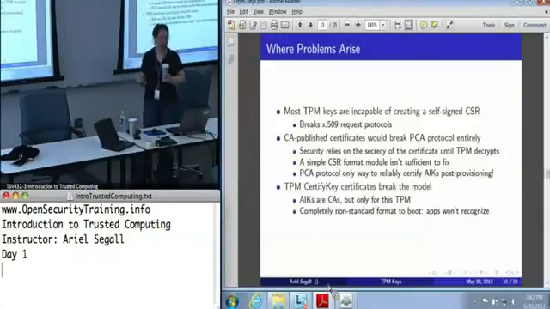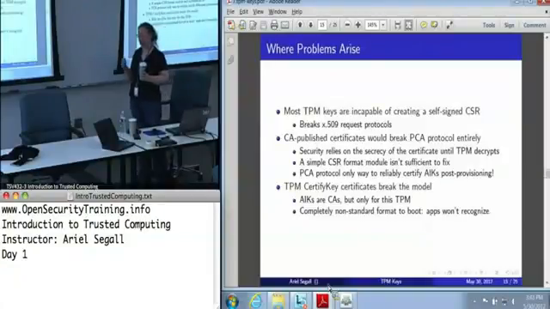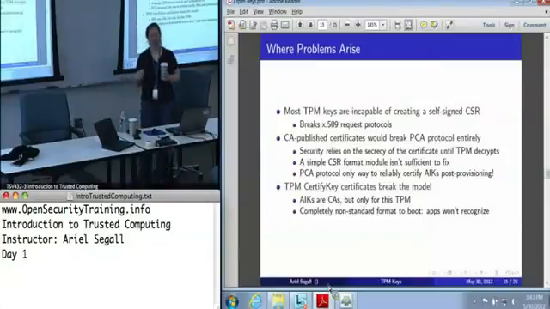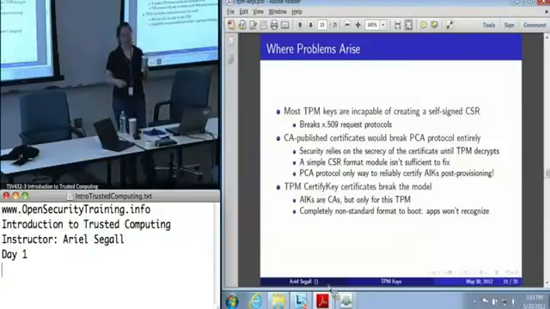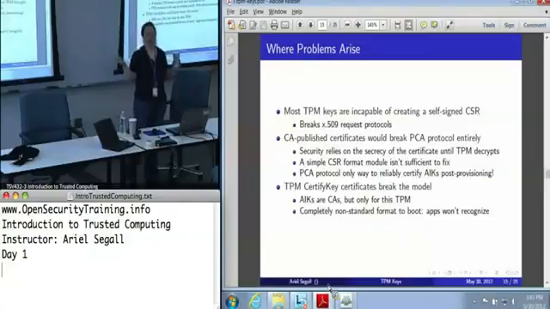A CA-published certificate obviously breaks the PCA protocol. Whoops. And I will note that the only way to certify identity keys after we've provisioned them is to run that PCA protocol. So we're kind of dead in the water if we can't solve that, unless we are willing to accept whatever provisioned identity keys we have for the life of the TPM. Some people are. We'd rather not live in that world if we can avoid it.